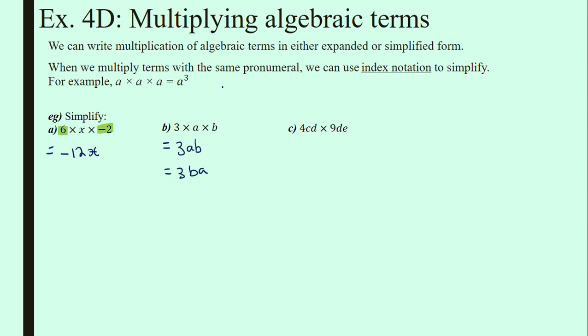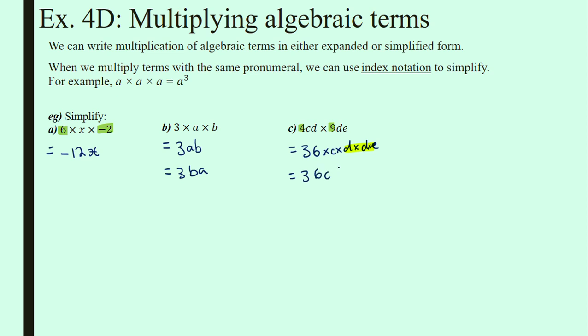All right, a little bit trickier now. We have 4CD times 9DE. What you'll notice is that we have 4 times 9, and this is basically saying 4 times C times D times 9 times D times E. 4 times 9 is 36, and I'm going to write the rest out in expanded form just to show you what's going on. C times D times D times E. What you'll notice in the middle now, I hope, is that we have 2 D's, which we can simplify using index notation. We get 36.